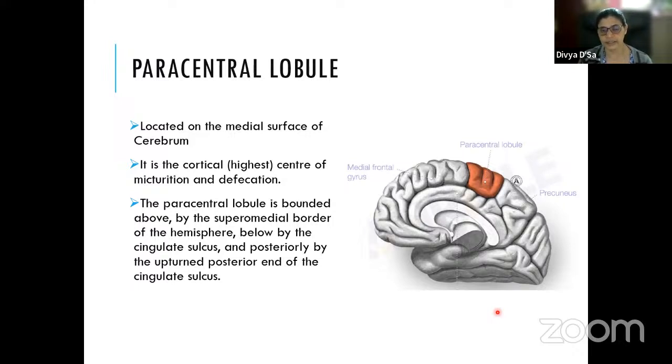Here next is the boundaries. The paracentral lobule is bounded above by the superomedial border, and below by the cingulate gyrus. And here, this is the anterior part.